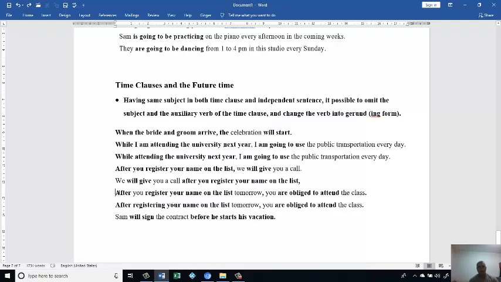And look here. After you register your name on the list tomorrow, you are obliged to attend the class. I have the same subject here. If you look here, the first you and then the second you, then I could make it a contraction. I could delete you from here. But when I delete you, I cannot leave the verb like this. Then I have to change this verb to what we call gerund, or ing. Then I have to add ing here. Then I'm going to say, after registering your name on the list tomorrow, you are obliged to attend the class.